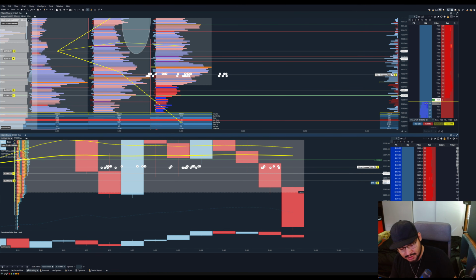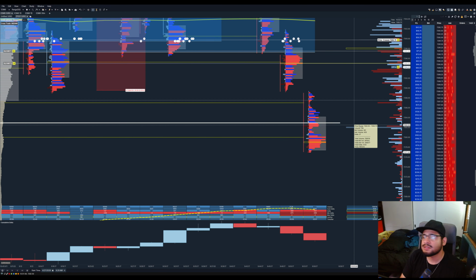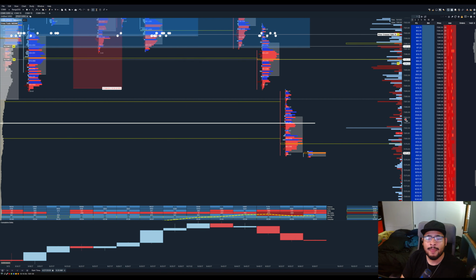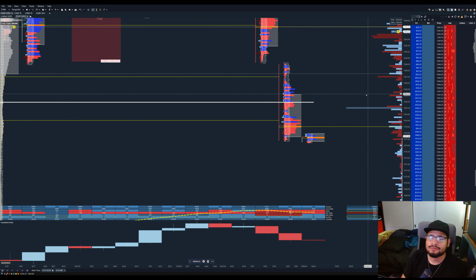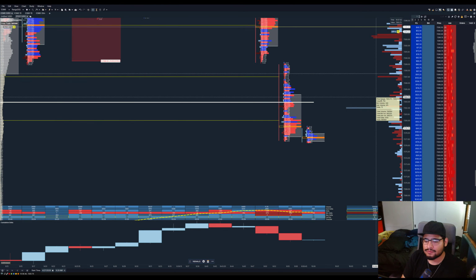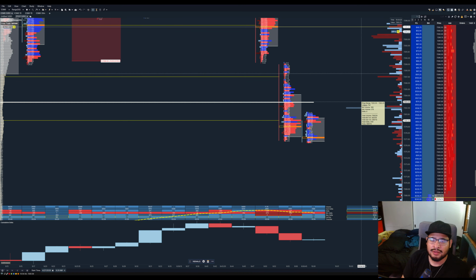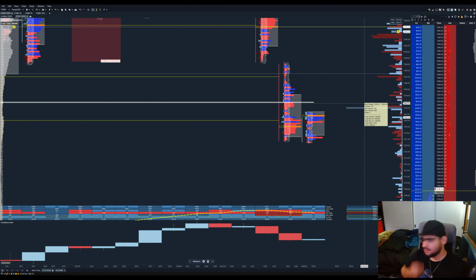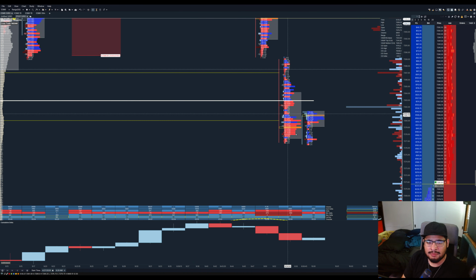Let me show you this chart. This is the chart I'm looking at now. See how long we can stay below the 72.80s. We're seeing more volume at the bottom.